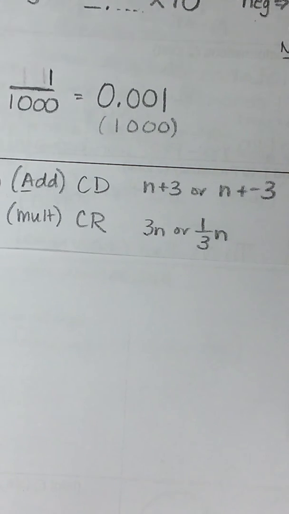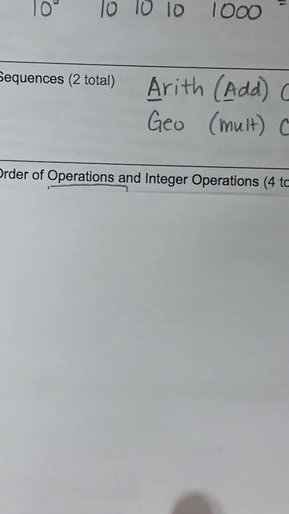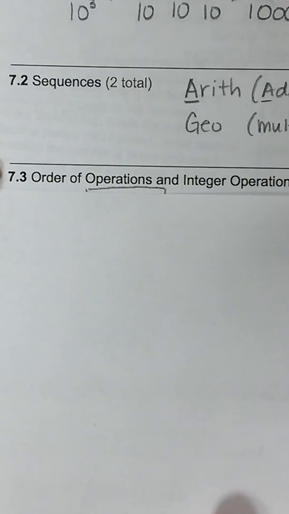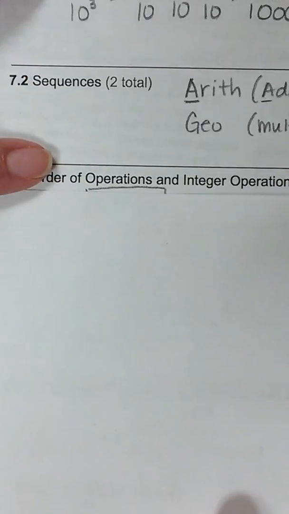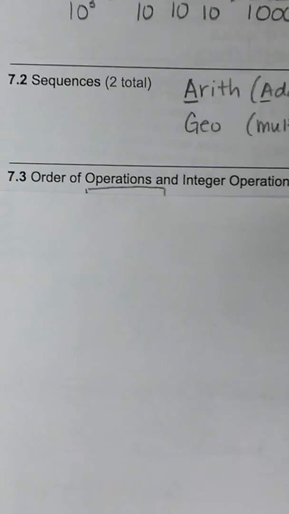The next one is 7.3. This is where we go over order of operations and integer operations. So this is 7.3. In these, you may not be able to use a calculator to do any of the calculations here on your SOL on Thursday. Sometimes they let a few slip through, sometimes they don't. So we're going to practice these in every way without a calculator as we have been all year long.